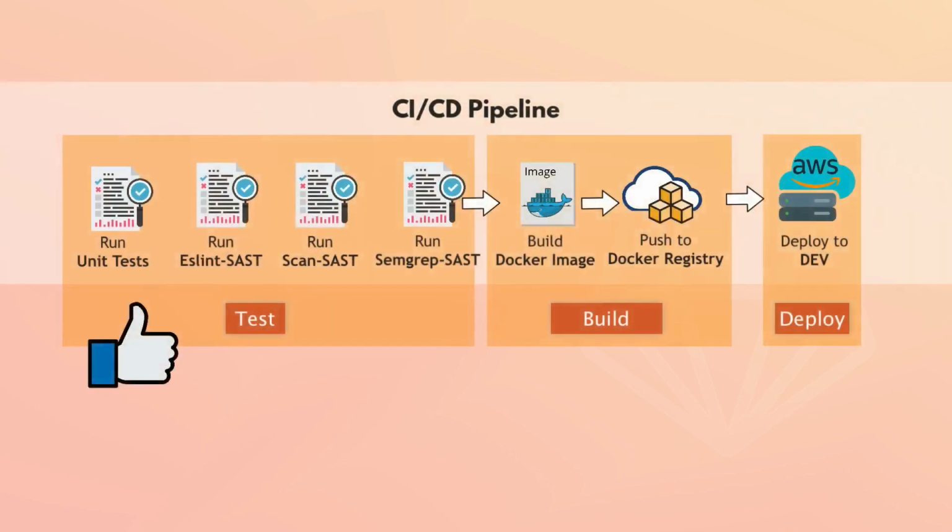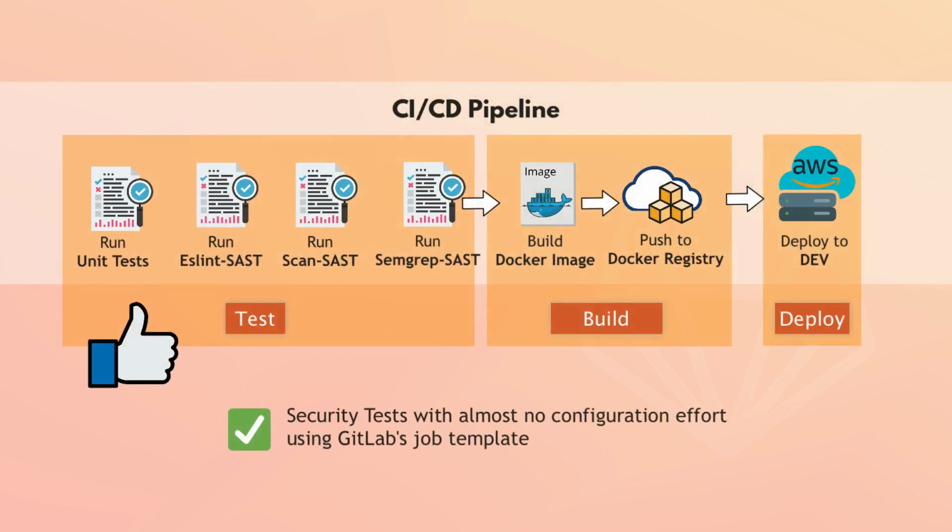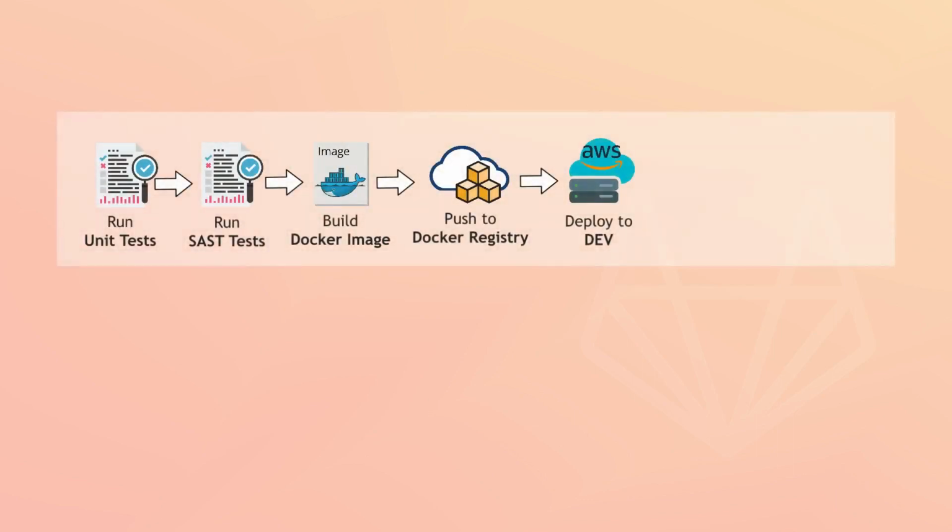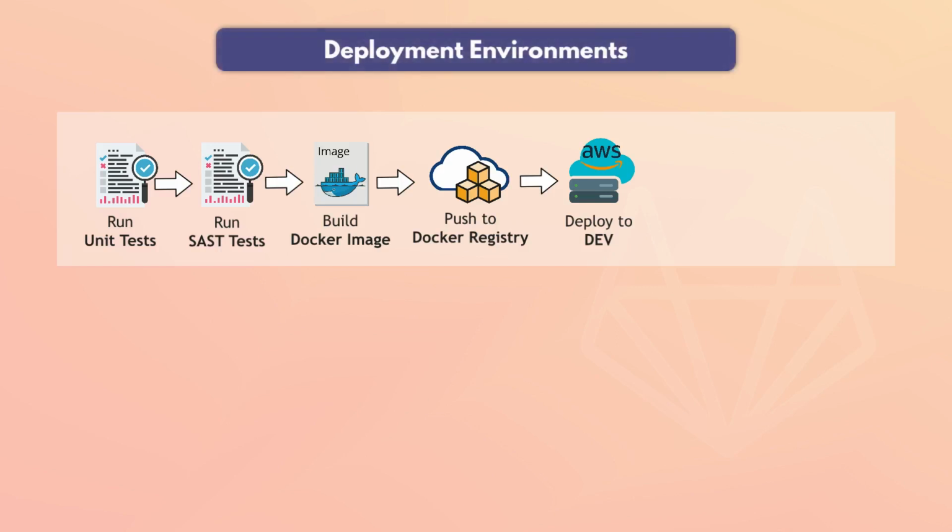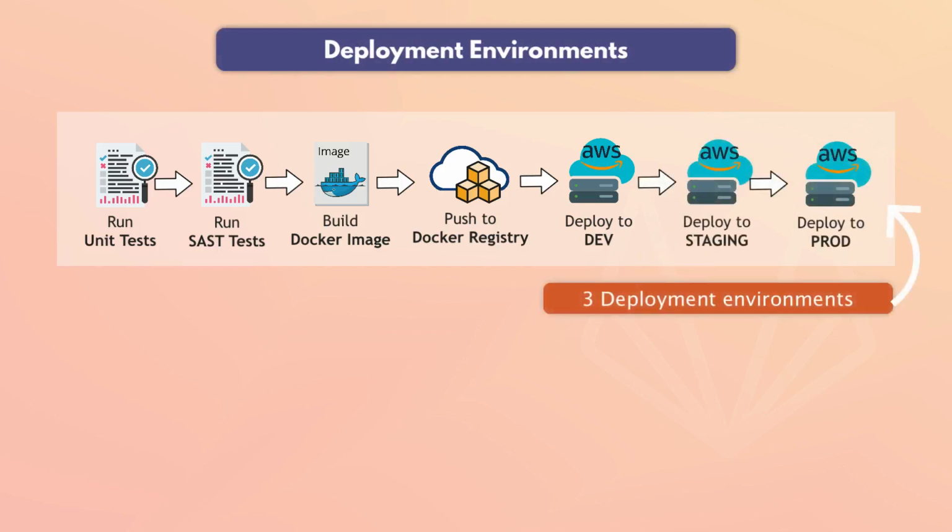Now our pipeline has an additional test step, which we were able to add out of the box with almost no configuration effort using GitLab's job template. Now to make our pipeline even more real life, we need to add one more thing, which is deploying to the production environment. Right now we're deploying to the development server, and that's the end of the pipeline. But in real life, you usually have 3 deployment environments.